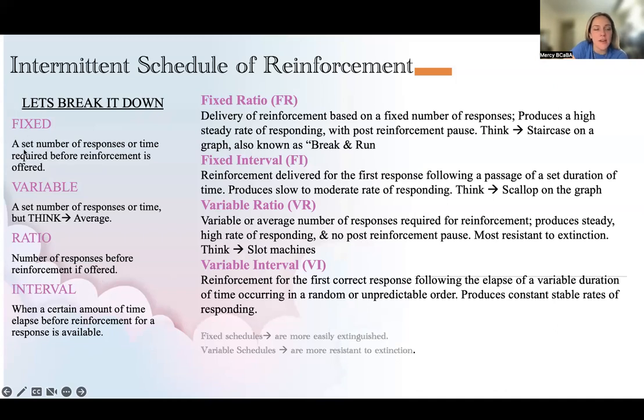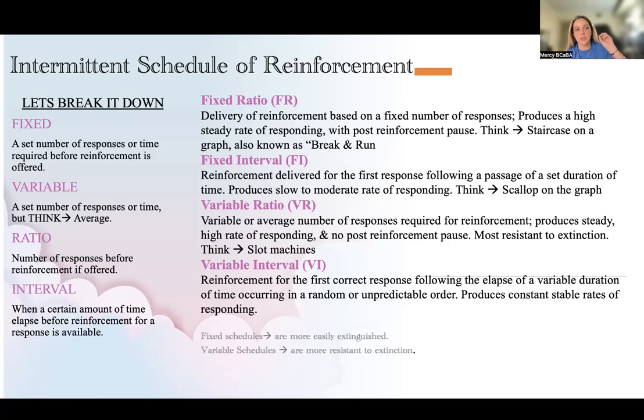Let's start with fixed. Think of fixed as a set number of responses or time required before reinforcement is offered. Now we have variable, and think of variable as a set number of responses or time, but think average. When you see variable, remember average. Next, we have ratio, which is number of responses before reinforcement is offered. And next we have interval, when a certain amount of time has elapsed before reinforcement for a response is available.